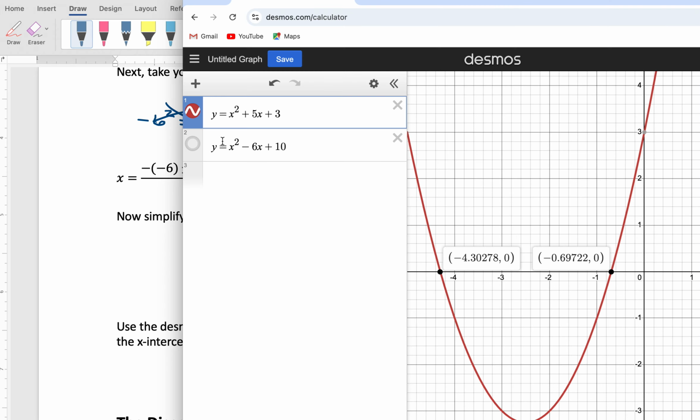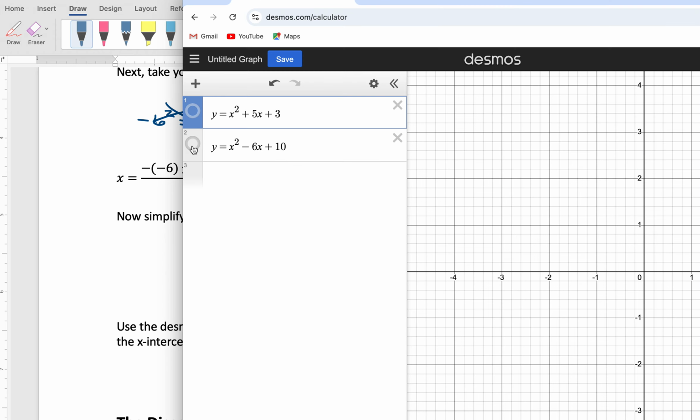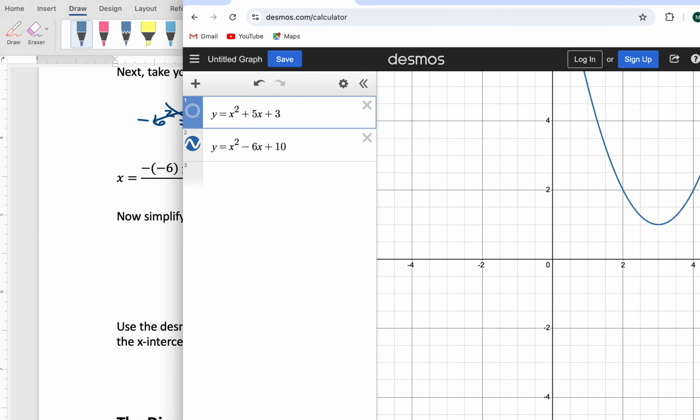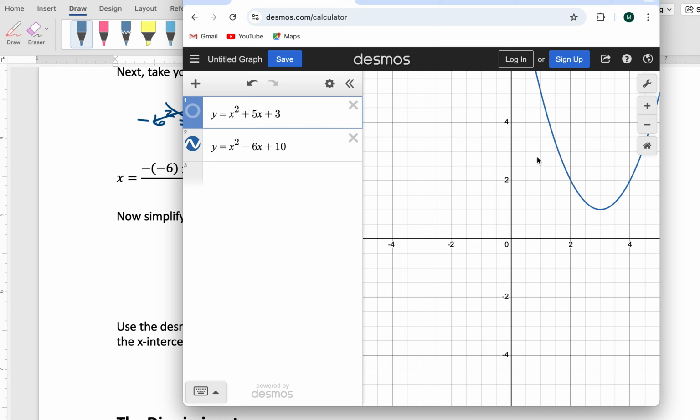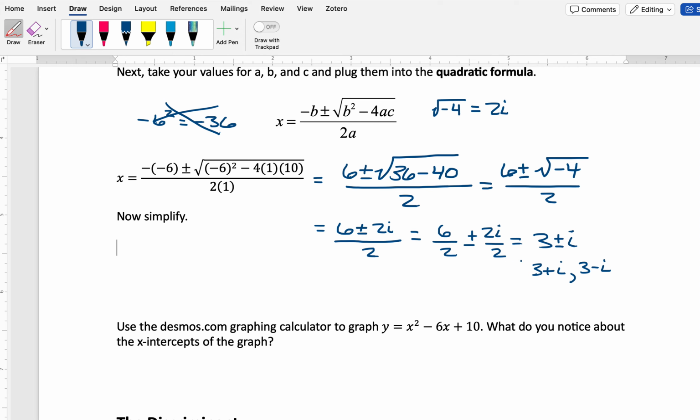So I have it here. I'm going to turn the red off and turn that one on and move it over here so that we can see it. So what do you notice about this? Well, remember from earlier that when we are looking at these solutions, they are the x-intercepts of the parabola. But there are no x-intercepts for this parabola. So that's how we get the imaginary solutions. If there are no x-intercepts in the parabola, then that means that our solutions are not real numbers, they are imaginary, or they have i terms.